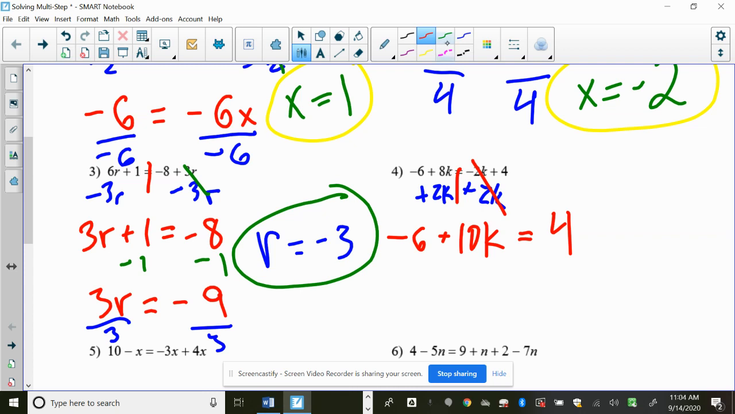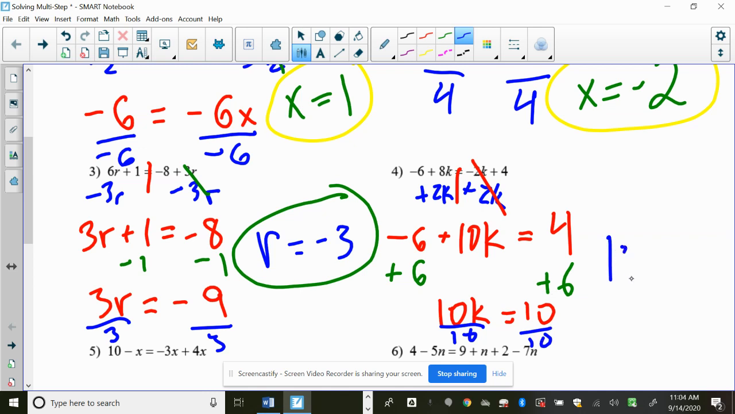Okay, so now we're going to solve for k. Well, first we want to get rid of the negative 6 in front. So we can add 6 to both sides. So now we're left with 10k equals 10. Keep going. Divide both sides by 10. 10 divided by 10, k equals 1.